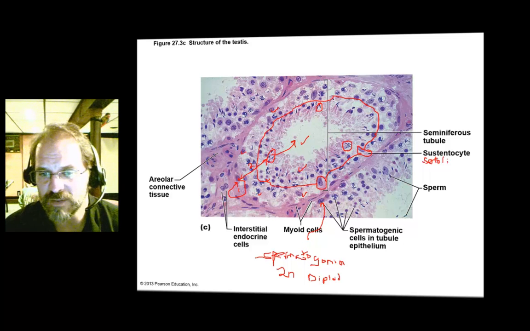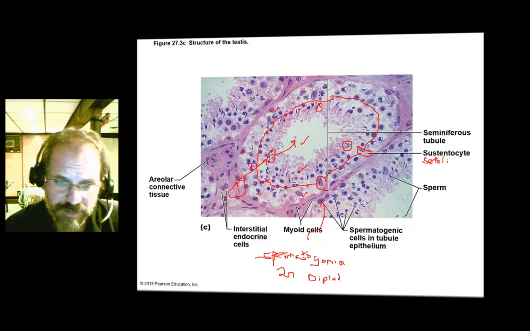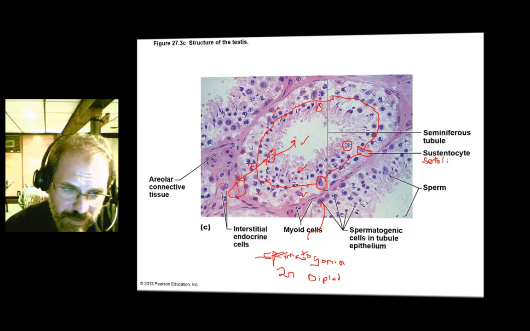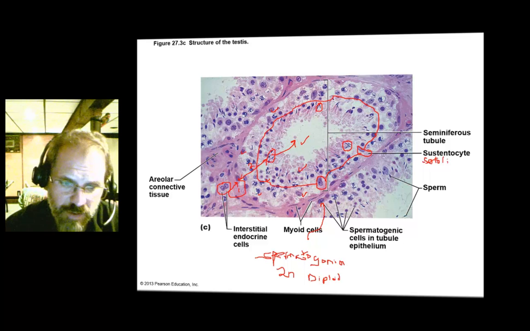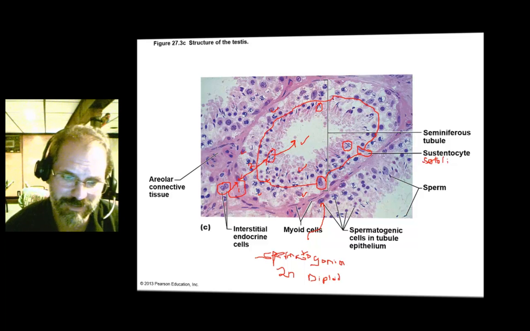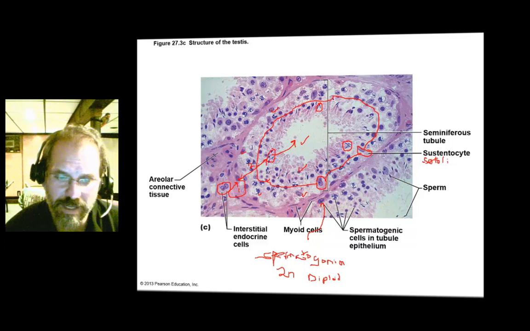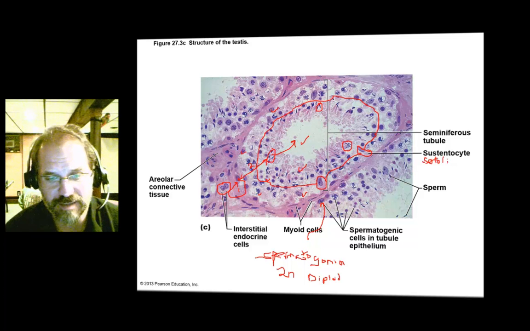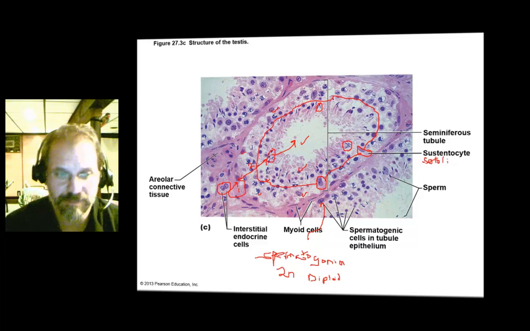If we move outside of the tubule, we encounter some cells. Here we go, there's a couple right there, called interstitial cells. The interstitial cells are also called Leydig cells, and I won't write that in there, but it's Leydig cells. And Leydig cells are the ones that produce testosterone.